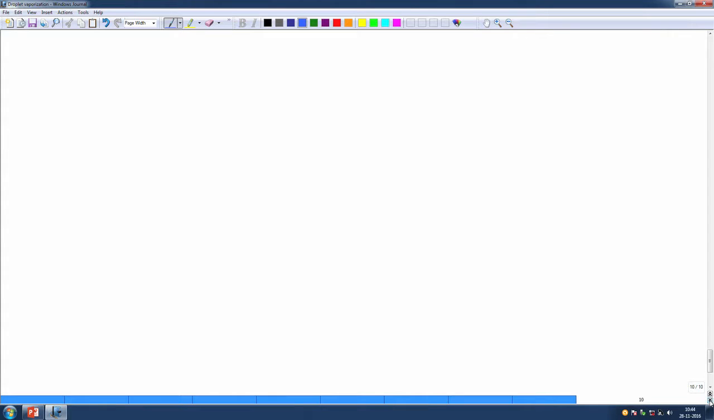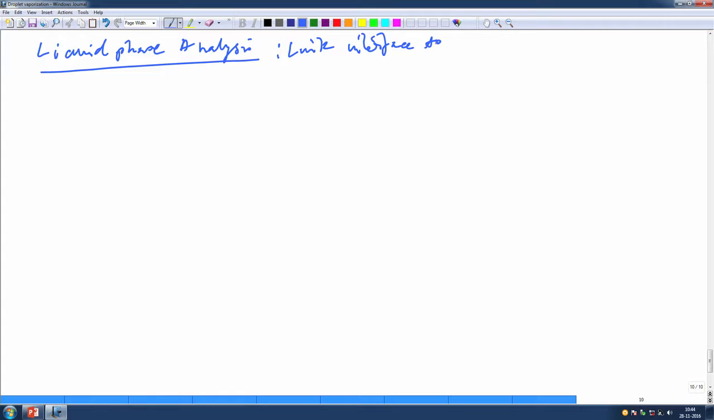Now, we do the liquid phase analysis, because that is something that we never did, and that is what we promised. The liquid phase analysis is basically to link the interface temperature to the liquid heating rate. How to link the interface temperature to the liquid heating rate.